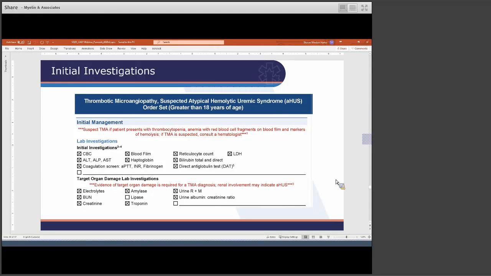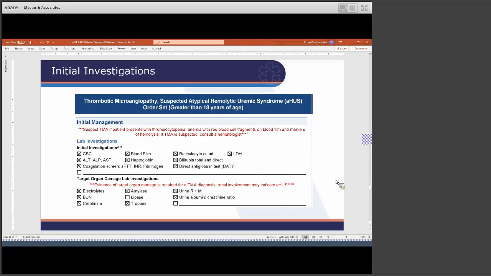Okay, so now on to the aHUS actual order sets. So we've already covered the fact that you should always suspect TMA in somebody who presents with thrombocytopenia, and that should trigger you to order investigations for hemolysis and order a blood film review to rule out or rule in the presence of red blood cell fragments. And obviously, if you confirm TMA, that is enough to refer this patient to either an internist or hematologist to decide on further disposition. So how do we use the order set?